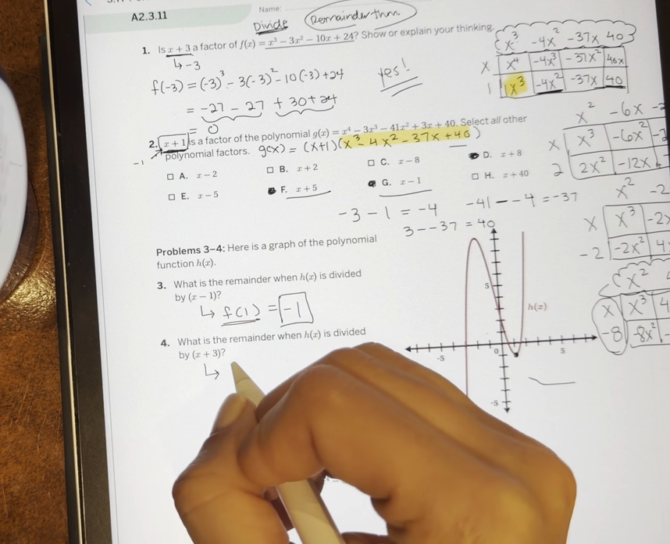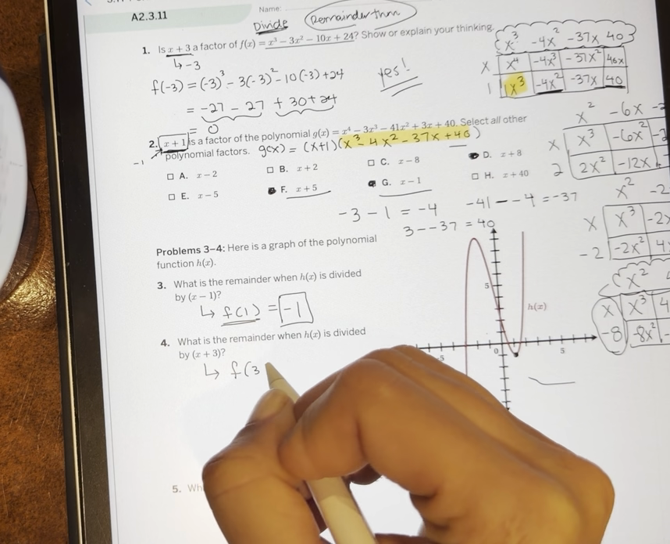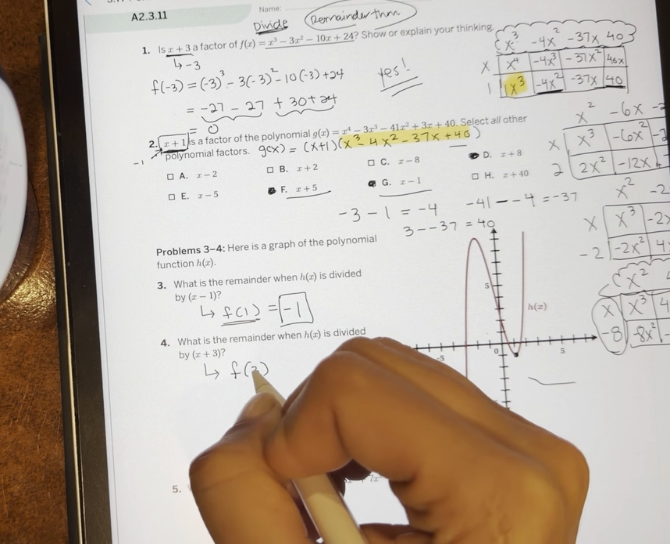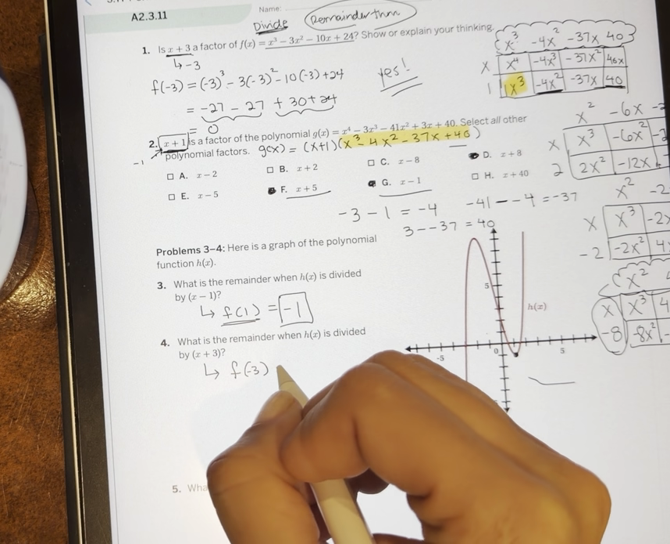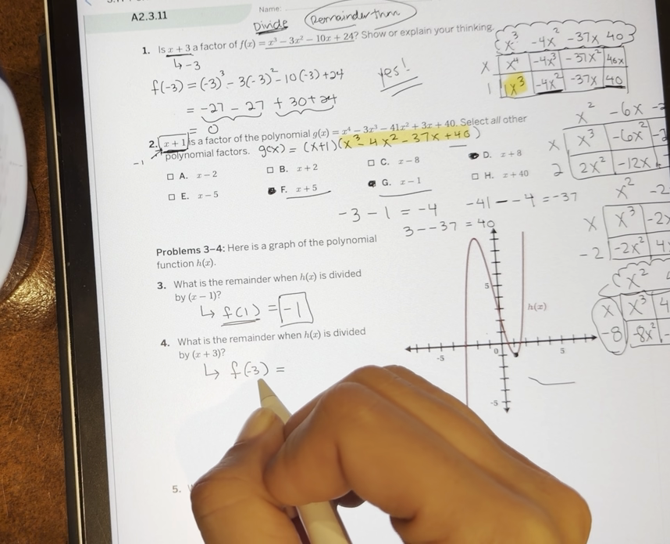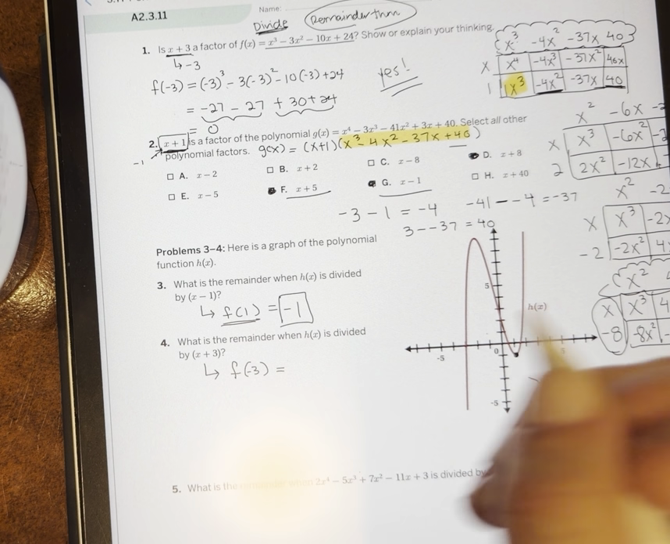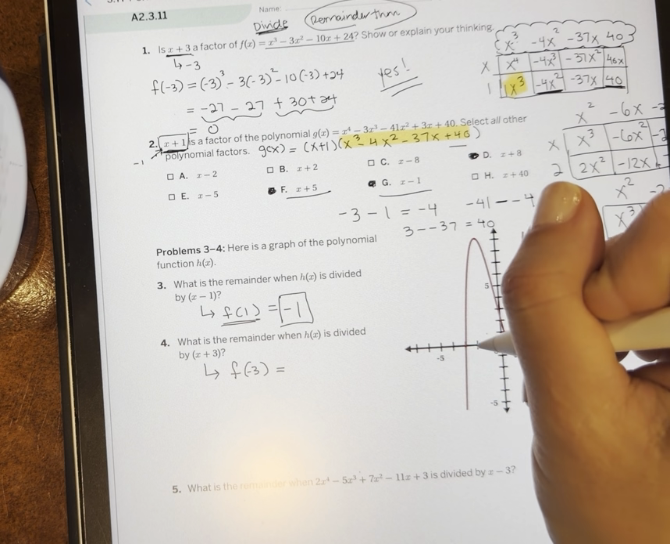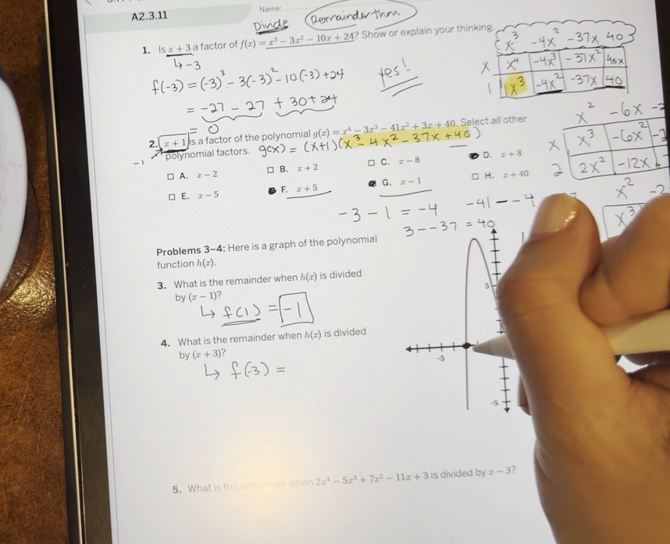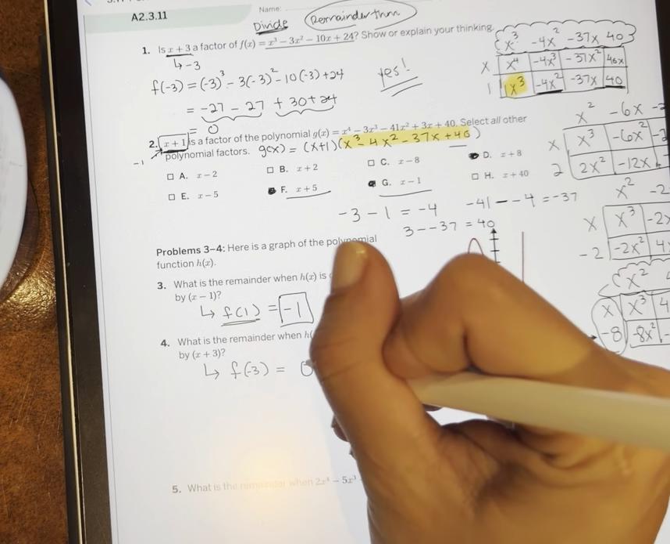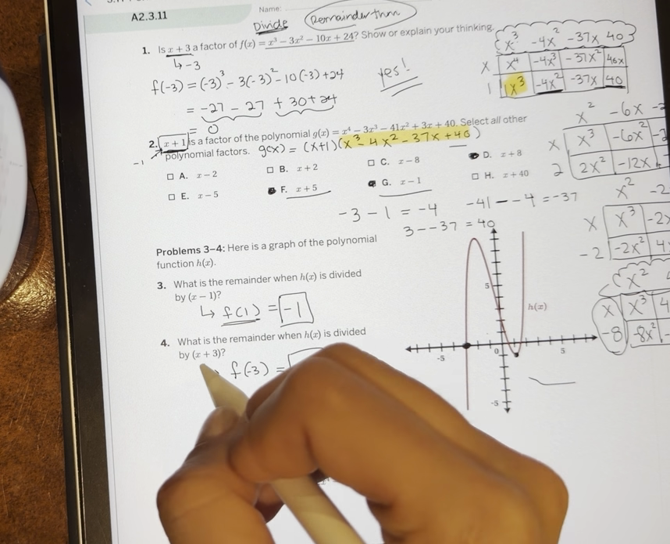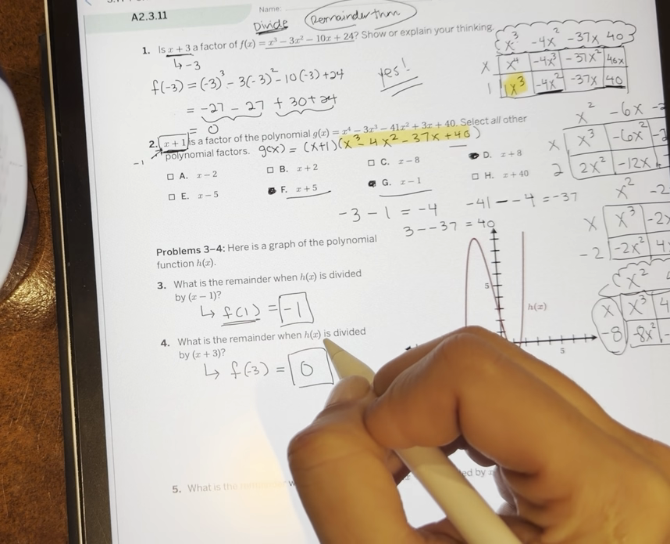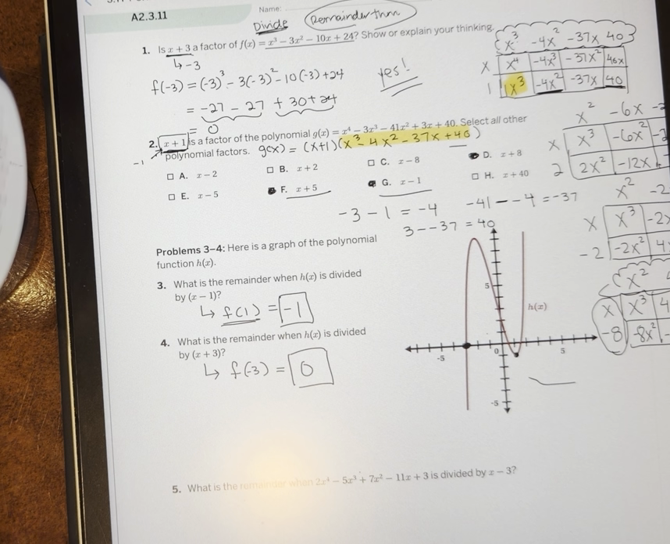That's x plus 3, which means the function value we want to investigate is negative 3. Okay? So this means what is y when x is negative 3? So we go to negative 1, 2, 3, and look at the function right here at 0. So that means that the remainder is 0, which means that x plus 3 is a factor of h of x, whatever h of x is, okay?